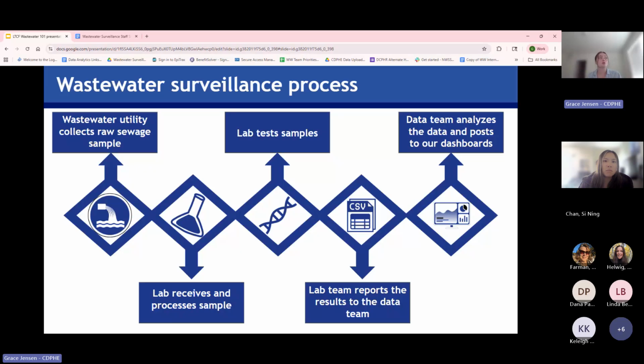We first get our raw sewage sample from our utility partners. They get it at their headworks building, where that huge pipe comes in with the huge influent wastewater, and they'll use an auto sampler. So it'll test every hour on the hour for 24 hours, so we get that 24-hour snapshot of what's going on. And then the lab will receive and process the sample, test the sample, and then send it to the data team, which is me. And we'll analyze the data and post that data to our dashboards.